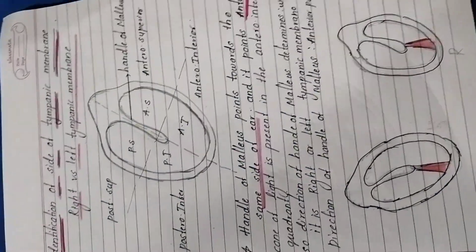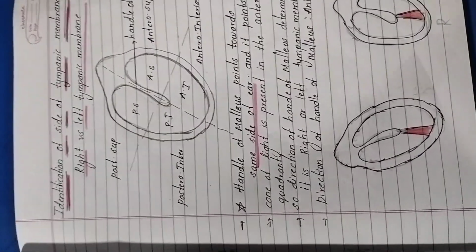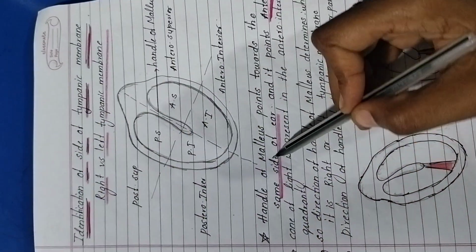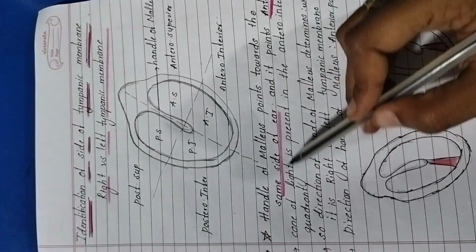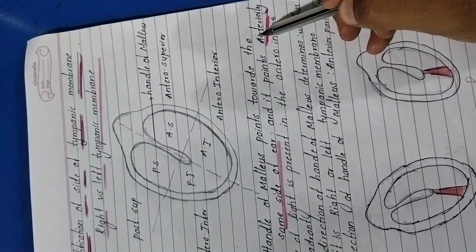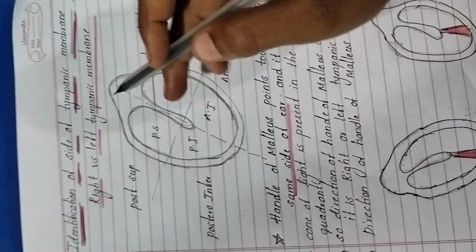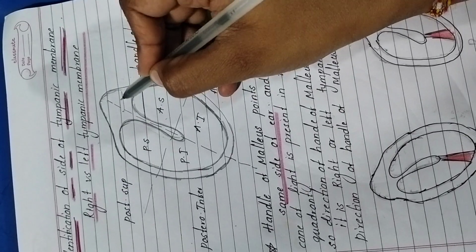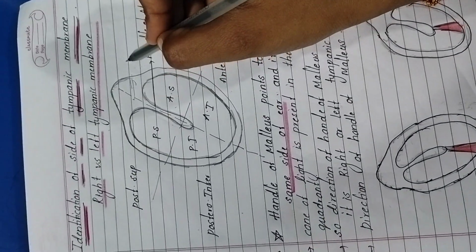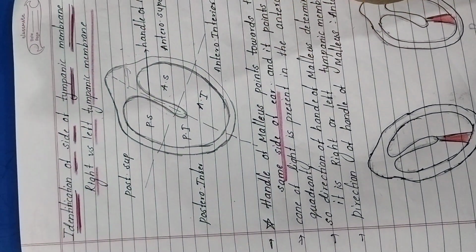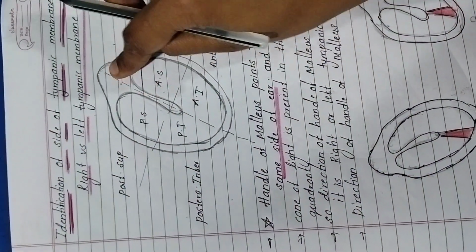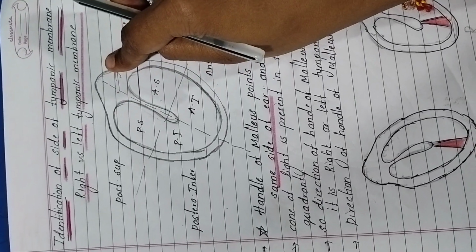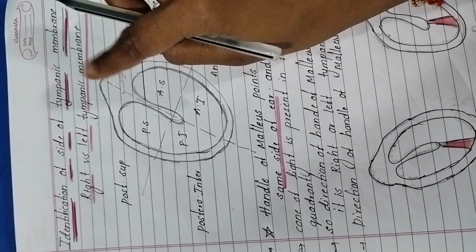Now I would like to explain how to identify whether this tympanic membrane belongs to the right or left ear. See, the handle of malleus points towards the same side as the ear and it points anteriorly. In this diagram, the handle of malleus is pointing towards the right side, this side. So, this belongs to the right ear. And this handle is always pointing to the anterior. So, the side is right and it always points to the anterior.